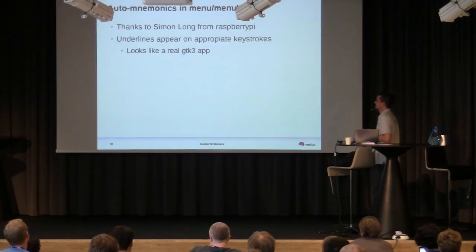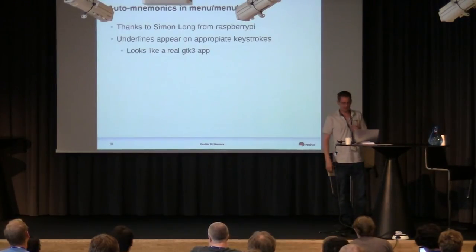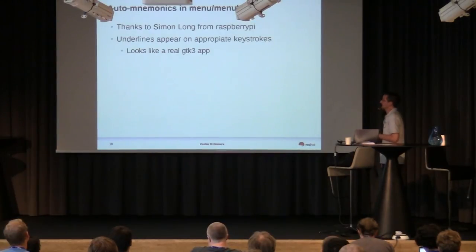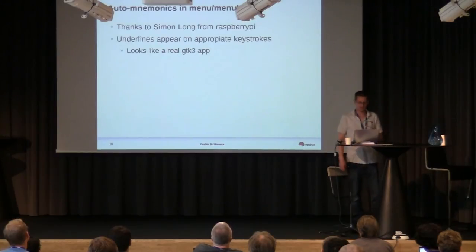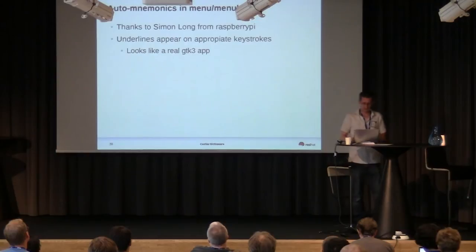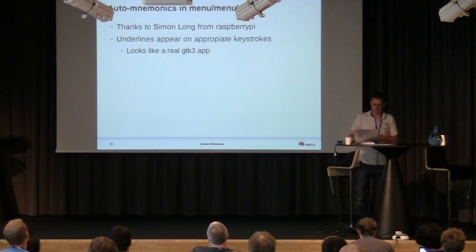We have auto mnemonics in menus and menu bars as well. That's not in file at all, that can be in file at one, unless at that port. That you hold on your alt key and the underlines appear. That came in very recently from Raspberry Pi. Yeah, so it makes it much more like a GTK3 application.